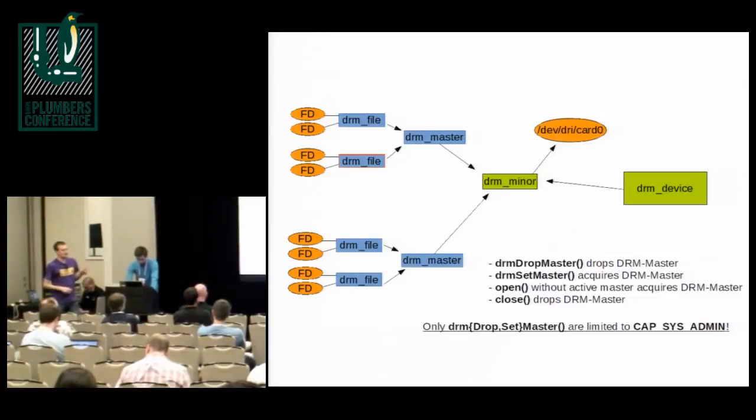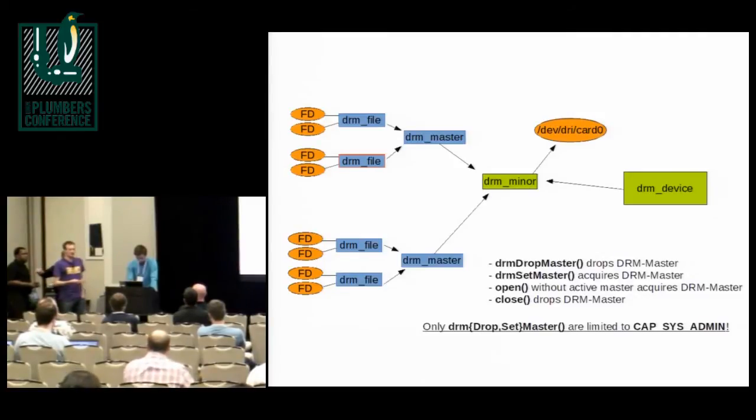Only one of these open files can be DRM master. That means only one of these can do mode setting and can control the display controller. And the API to change which one can do that is DRM drop master and DRM set master. Both of these are limited to CAP_SYS_ADMIN. That means only root can issue them. But there's one exception. If you're the first one to open the device node, you automatically become DRM master. The problem is you cannot drop it because DRM drop master is limited to CAP_SYS_ADMIN, so you need to be root to drop it again. The reason we added that is so we can run X without being root, but that isn't actually working because once we switch a virtual terminal to another session and we switch back, we cannot call DRM set master to acquire it again. So it's all a bit messed up.